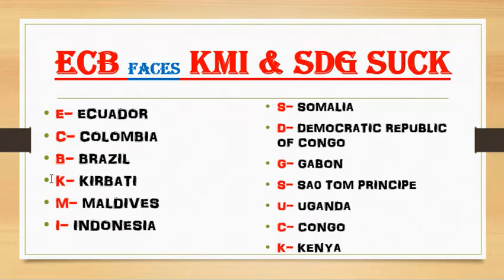Kiribati is an island country in the continent of Asia itself. You must know this fact. And M is the Maldives, I is Indonesia, S for Somalia, D for Democratic Republic of Congo, G for Gabon, S for Sao Tome and Principe, U for Uganda, C for Congo, and K for Kenya.